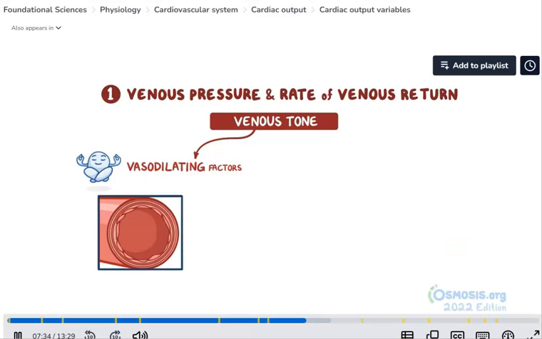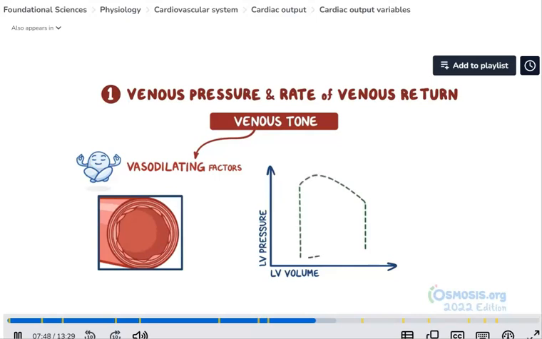Another way to visualize this is through pressure-volume loops, which are graphs that show the pressure inside the left ventricle on the y-axis and the volume of blood inside the left ventricle on the x-axis. And the green dotted loop represents the variation over the course of one cardiac cycle under normal circumstances. When vasodilating factors are secreted and cardiac preload is decreased, left ventricular pressure and end-diastolic left ventricular volume both decrease. So the loop shifts to the left.